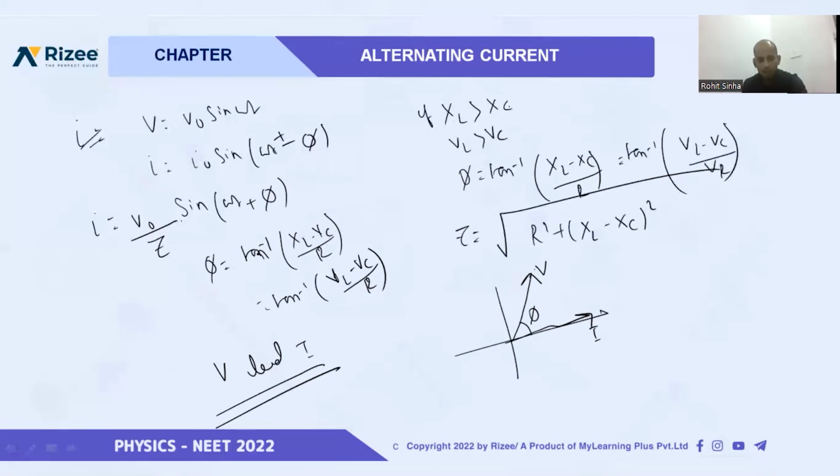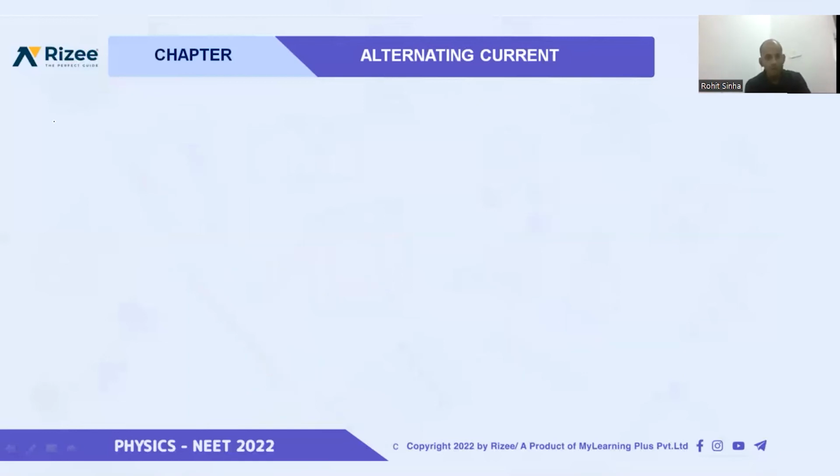Got it, or have any problem till now? Any problem till now? Okay, got it, or have any problem till now? Because this was a very important concept. Okay. Now I show you in brief. Now you got the concept. Now I show you in brief.